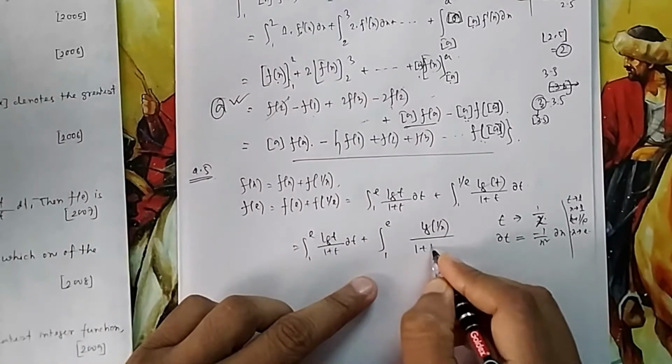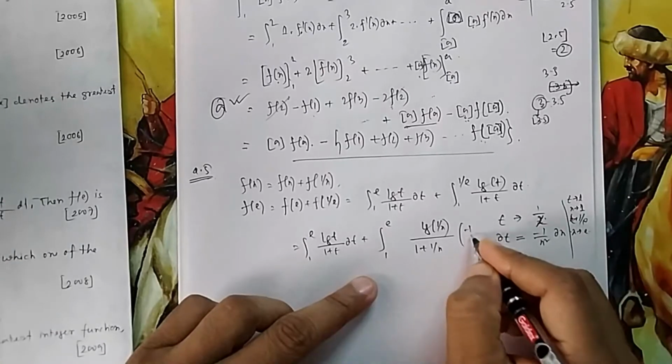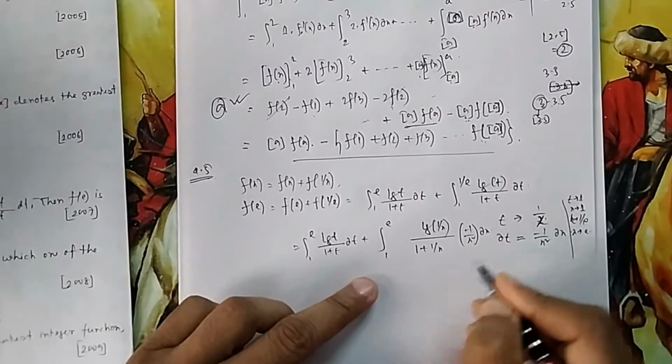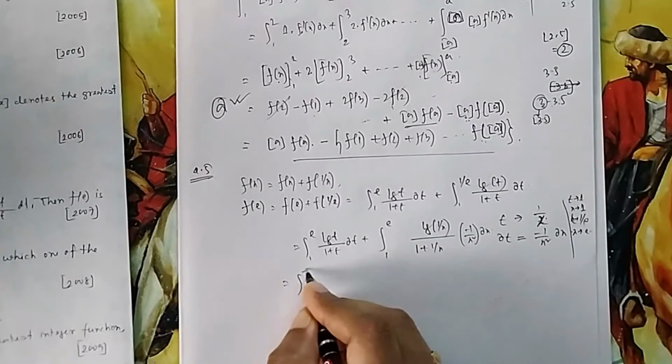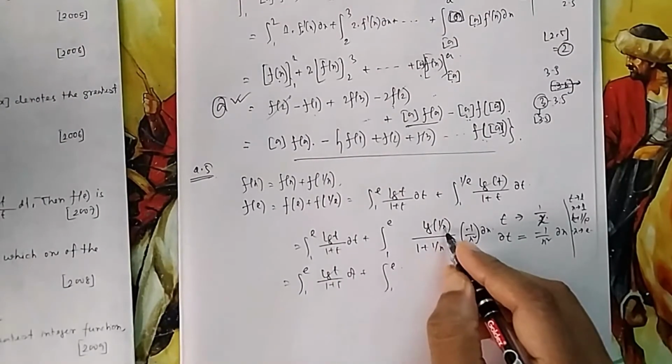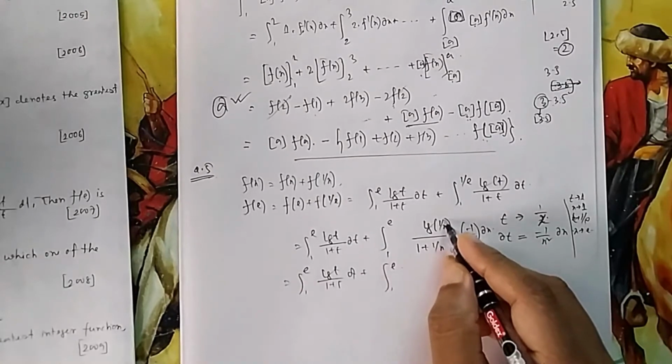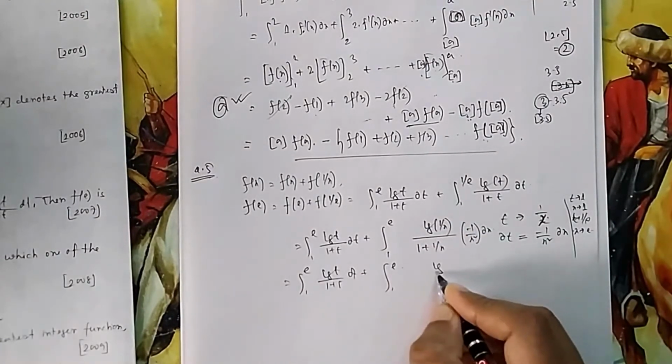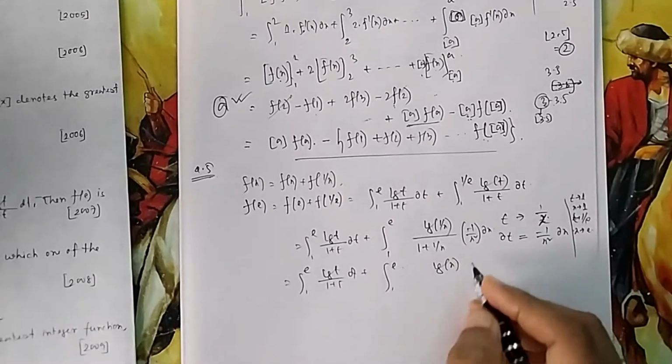Instead of t, it will write 1 by x. Instead of dt, you will write minus 1 by x square dx. So it will be 1 to e log t by 1 plus t dt. This minus, because log 1 by x is minus, this x you can write x to the power minus 1, this will come in front, so you can write it simply log x. This minus and this minus gone.